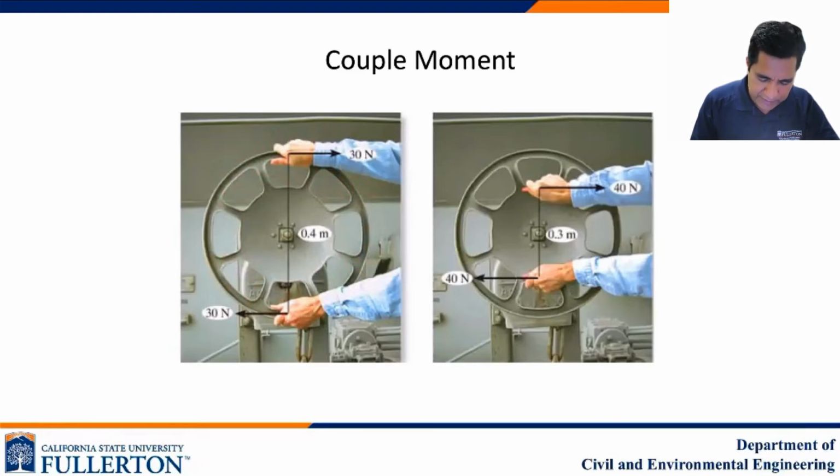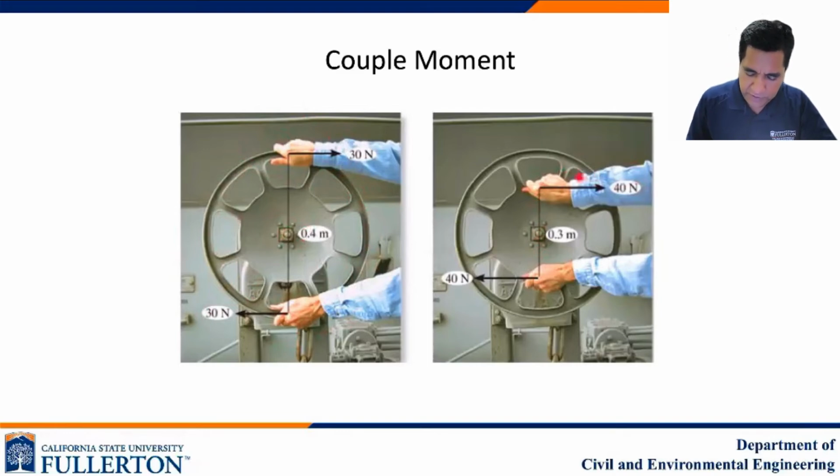So 30 times 0.4 will give you the amount of the moment that we have in this case. Same thing, if you reduce the distance between the forces, then to get the exact same rotation as you got here, you have to increase the force.